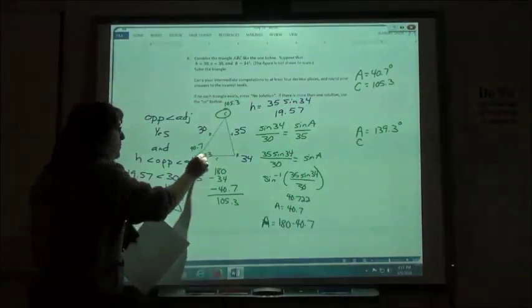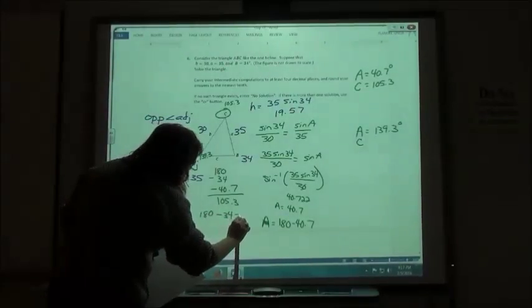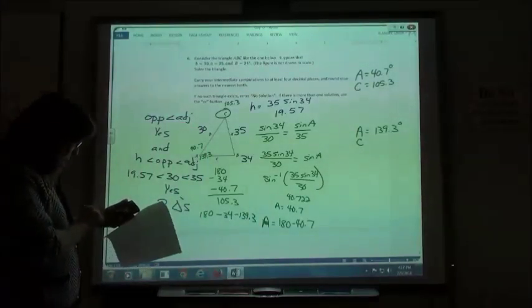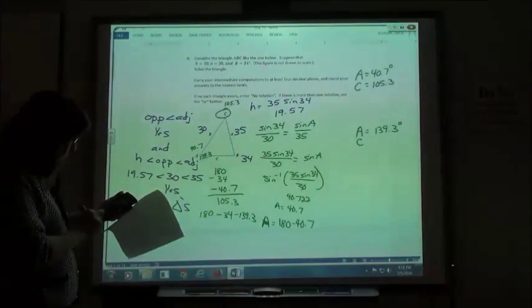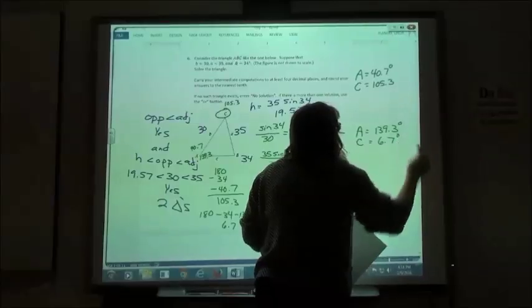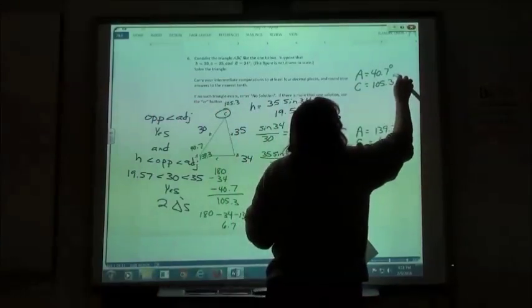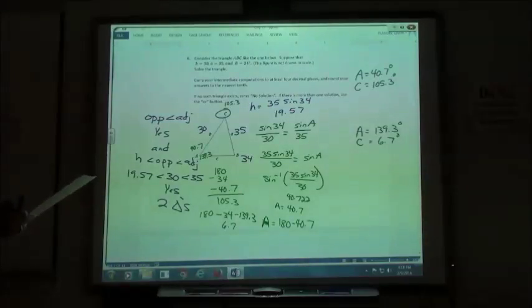If angle A was my obtuse angle, I would take 180 minus my 34 minus my 139.3, using 139.3 for angle A. So 180 minus 34 minus 139.3 gives me 6.7. So if angle A is my obtuse angle, then angle C will be my acute angle. And so either angle A is 40.7 degrees, which leaves angle C being 105.3 degrees, or angle A is 139.3 and angle C is 6.7 degrees.